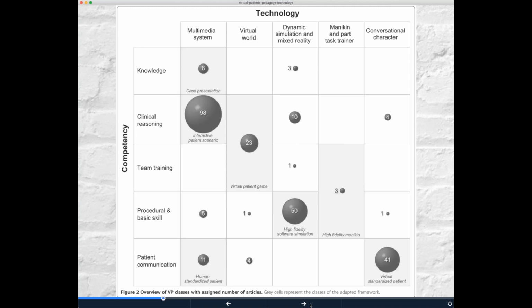And they found certain clusters emerged. So I'm going to be roughly using this framework to present the different types of virtual patients, but expanding especially on a couple of these to look deeper into the architecture, the pedagogical architecture within those types of platforms.